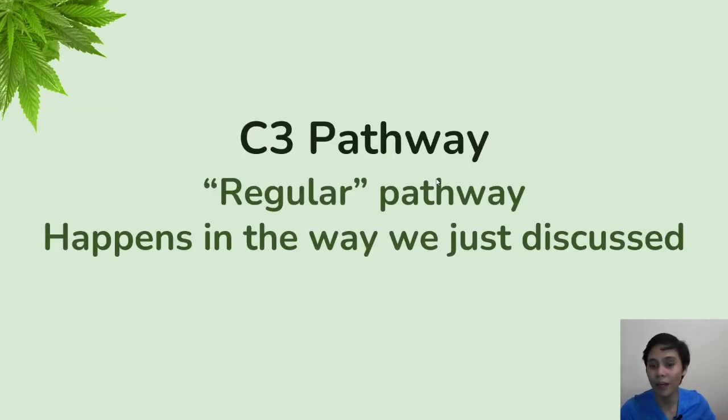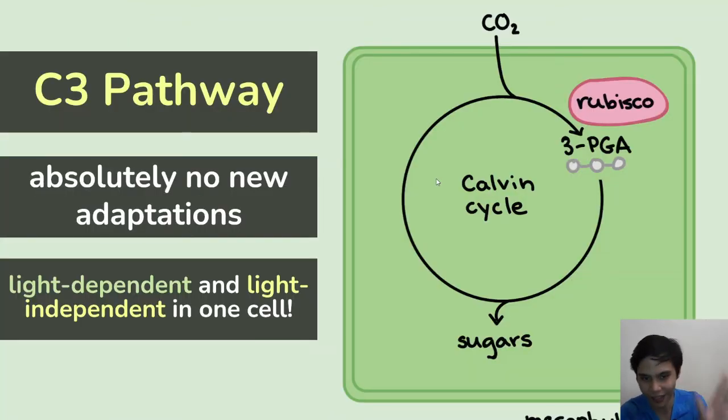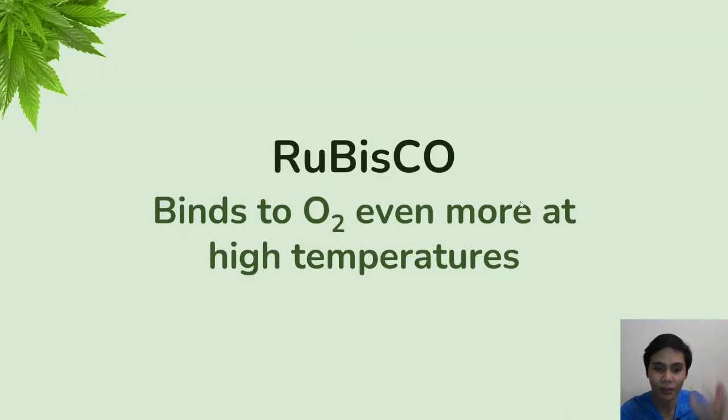So it's called the C3 pathway because there's 3 carbons in the first stable carbon compound. So it's the regular pathway. It's 0 modifications. It just looks like this. So pretty much your Calvin cycle is happening in the same cell as everything else. Rubisco has a chance of doing photorespiration. So again, this is not ideal if your cell is in a climate where Rubisco would bind with oxygen instead of carbon dioxide. This is especially true in high temperature environments, specifically tropical places like here, the Philippines.